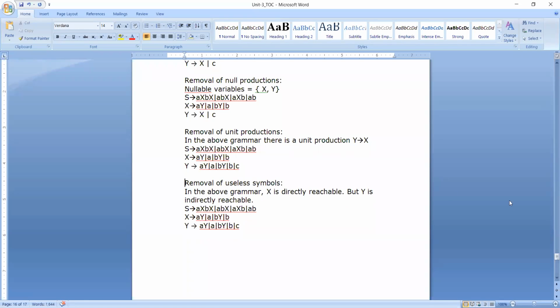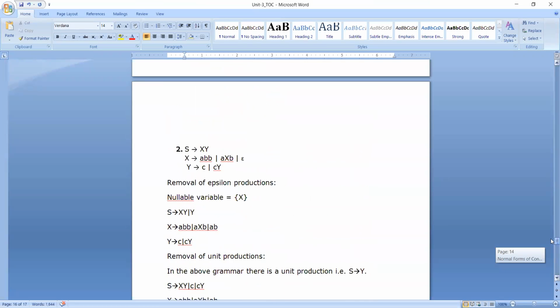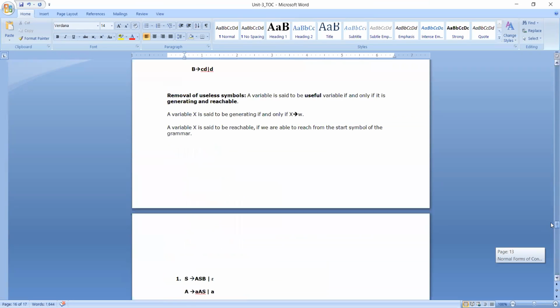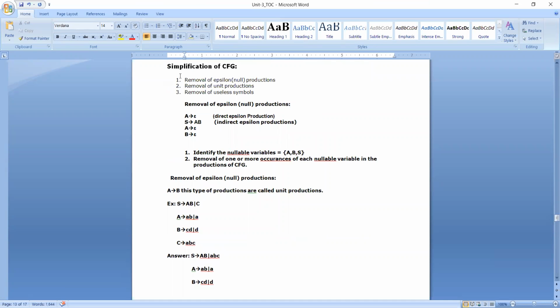Now this is how we are going to do the simplification of our grammar using the 3 steps. So what are the 3 steps? The first one is removal of epsilon productions or null productions, then removal of unit productions, and the third one is removal of the useless symbols.